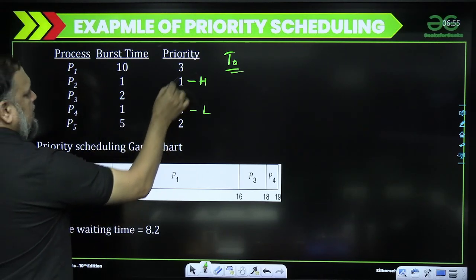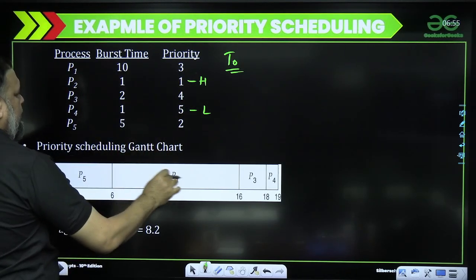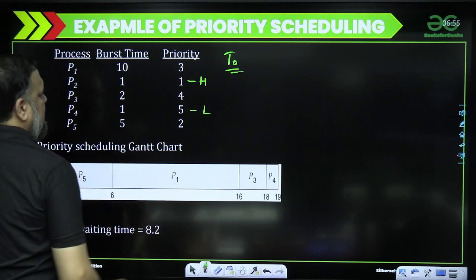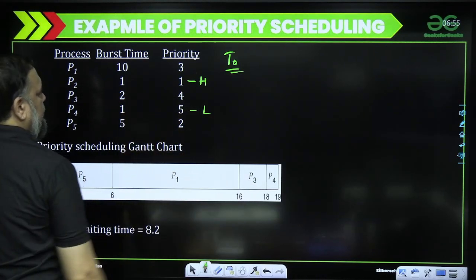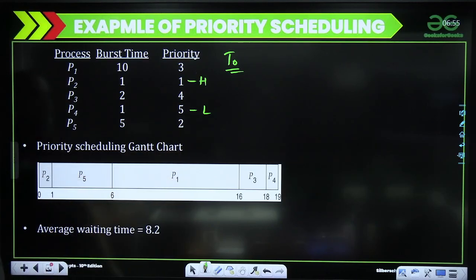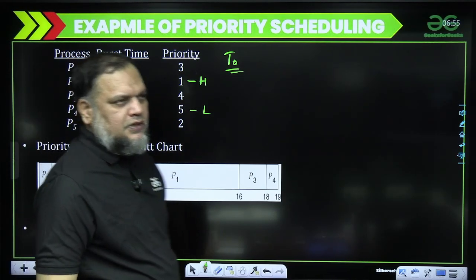After that, the next highest priority is P1. P1 takes 10 units, so 6 plus 10, 16, and it completes. Thereafter, P3 needs 2 units, so 16 plus 2, 18. And finally, P4 takes 1 unit of time and completes. So that's a very simple aspect.